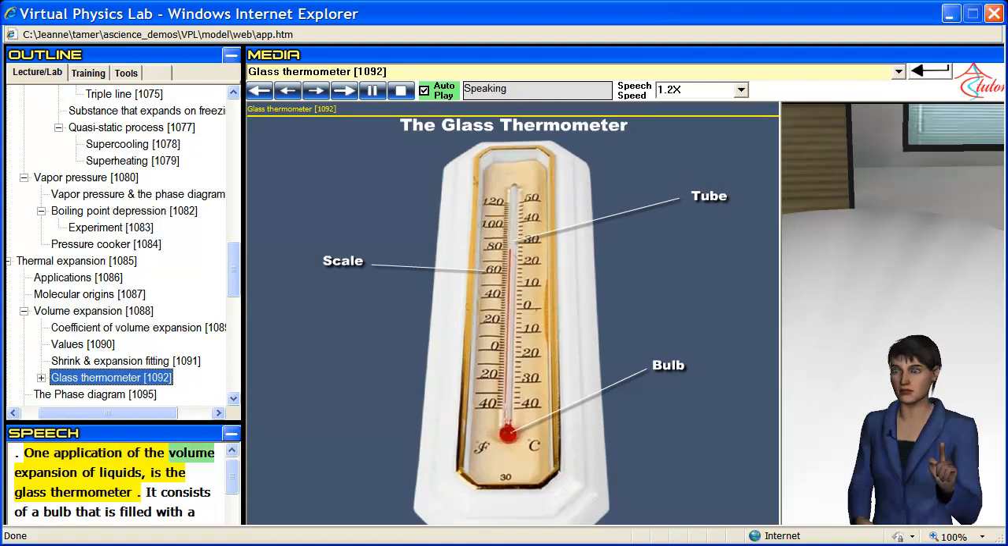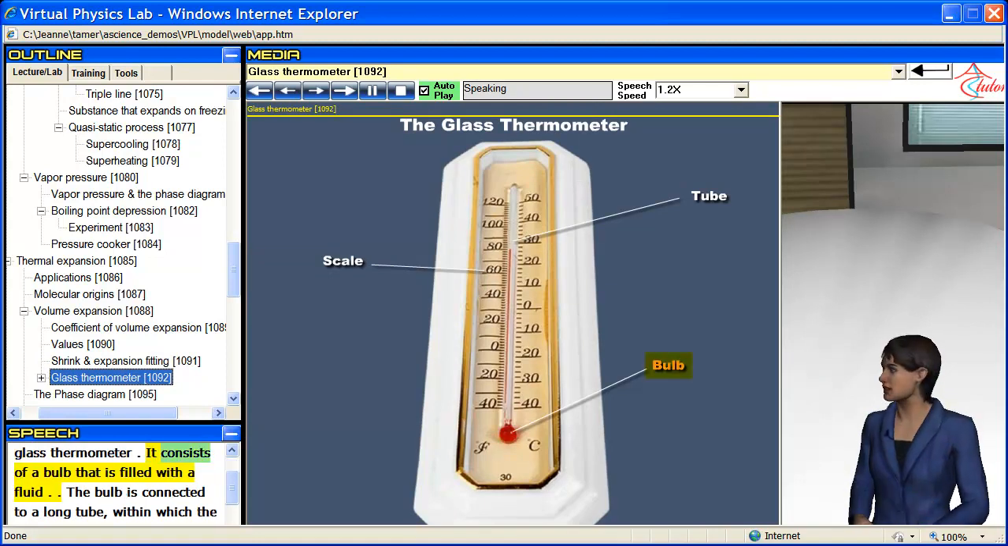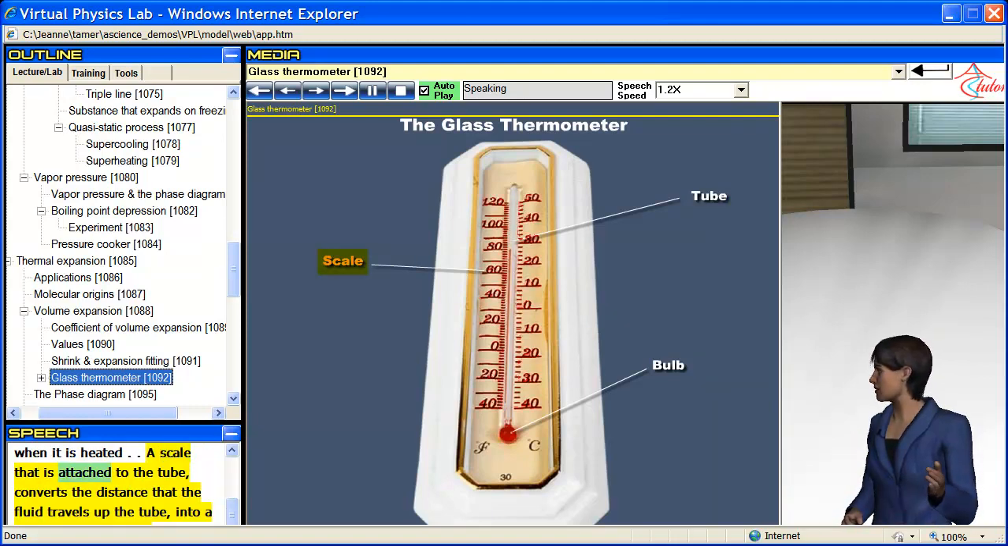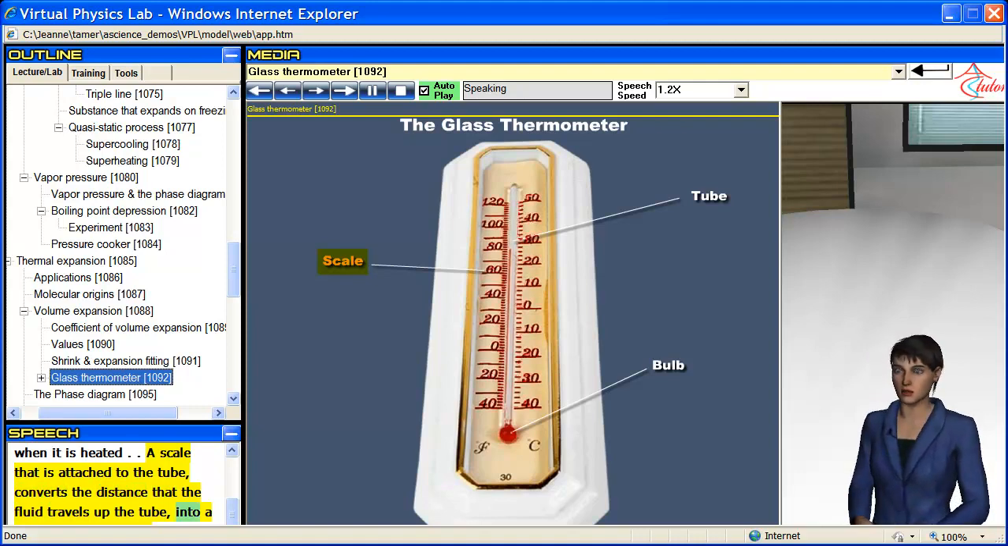One application of the volume expansion of liquids is the glass thermometer. It consists of a bulb that is filled with a fluid. The bulb is connected to a long tube, within which the fluid within the bulb can expand when it is heated. A scale that is attached to the tube converts the distance that the fluid travels up the tube into a temperature reading. For the shown thermometer, the temperature reading is 80 degrees Fahrenheit, as indicated by the length of the liquid in the glass column.